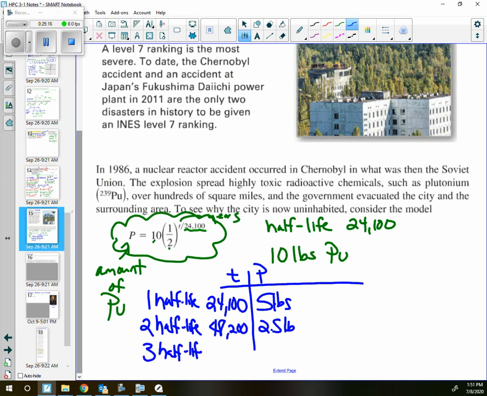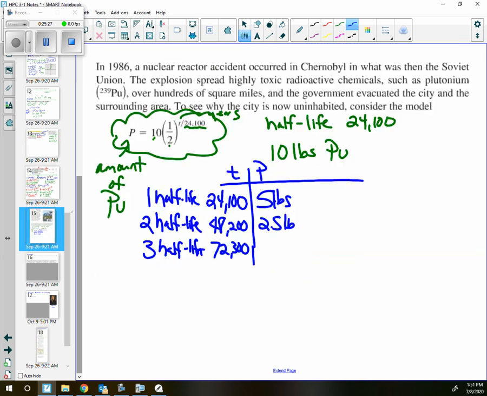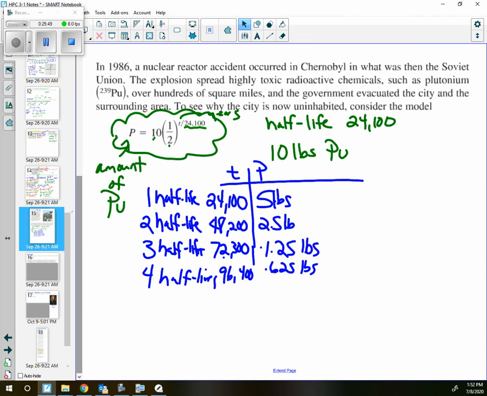So 3 half-lives. Well, that would be another 24,100, so 72,300. There would be half of 2.5, so 1.25 pounds left. What about 4 half-lives? Another 24,000 onto there, so 96,400. There'd only be half of this left, 0.625 pounds, etc. Now think about that. It took almost 100,000 years to get under a pound. So this is a very slowly decaying kind of thing.